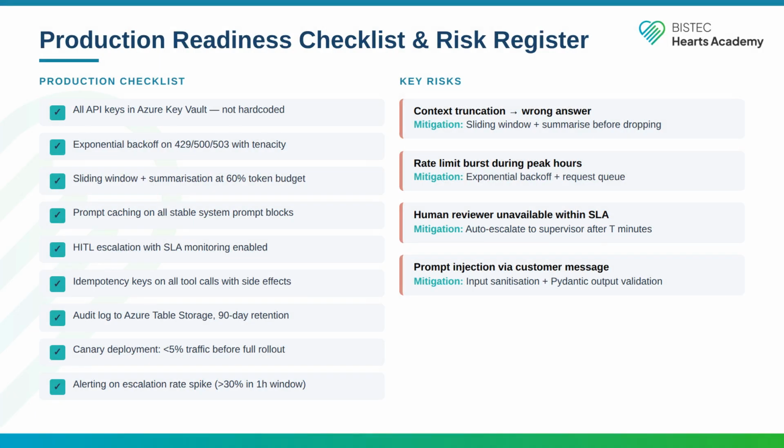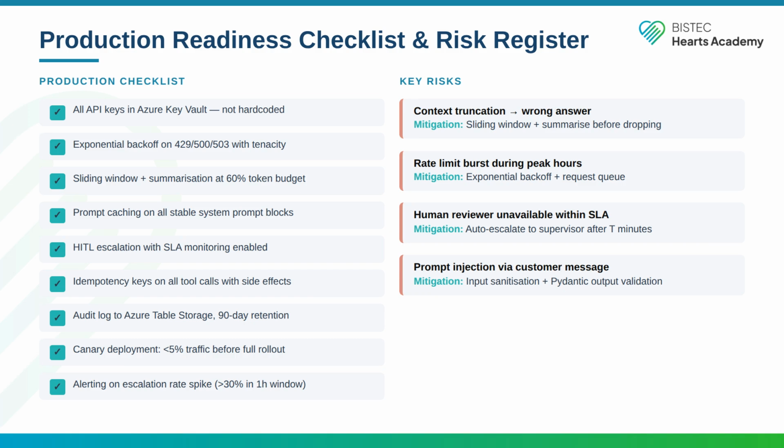The production readiness checklist represents the complete implementation surface for a Claude-powered application going into production. Every item is checkable with concrete evidence. API keys must be in Azure Key Vault, not hard-coded. Rate limit handling with exponential backoff must be implemented and tested. Context window management with sliding window and summarization must be active.